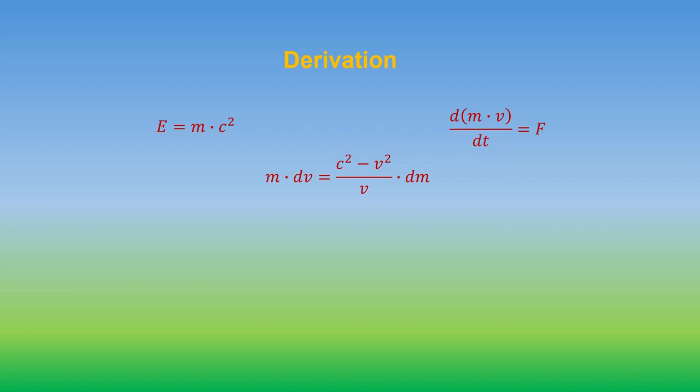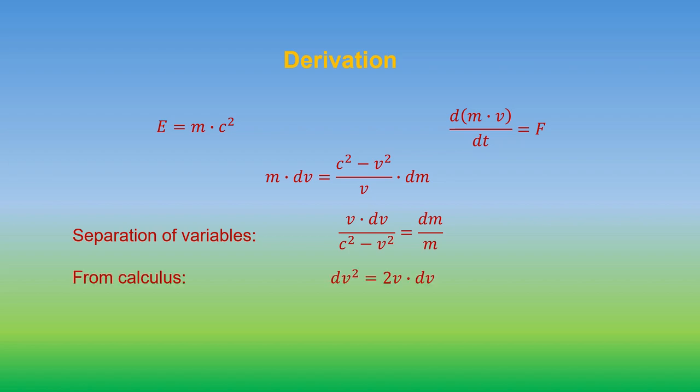To solve this equation by integration, we have to separate the variable v from the variable m. This leads to v times dv over (c squared minus v squared) equals dm over m. A useful equation in calculus is d(v squared) equals 2v times dv. This allows us to rewrite our results as 1/2 times d(v squared) over (c squared minus v squared) equals dm over m.